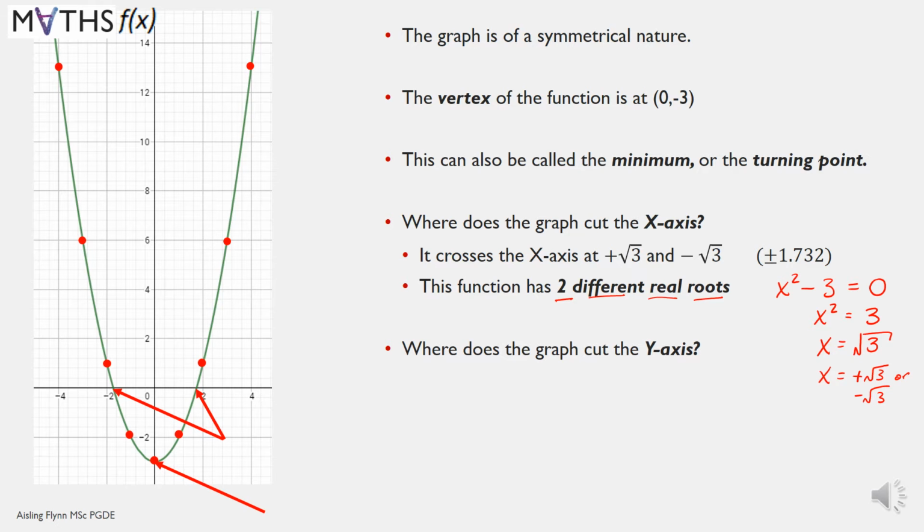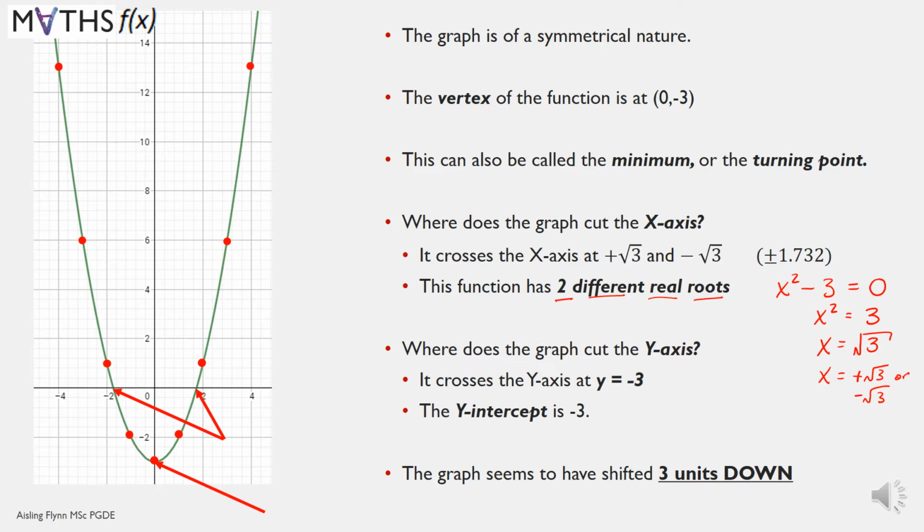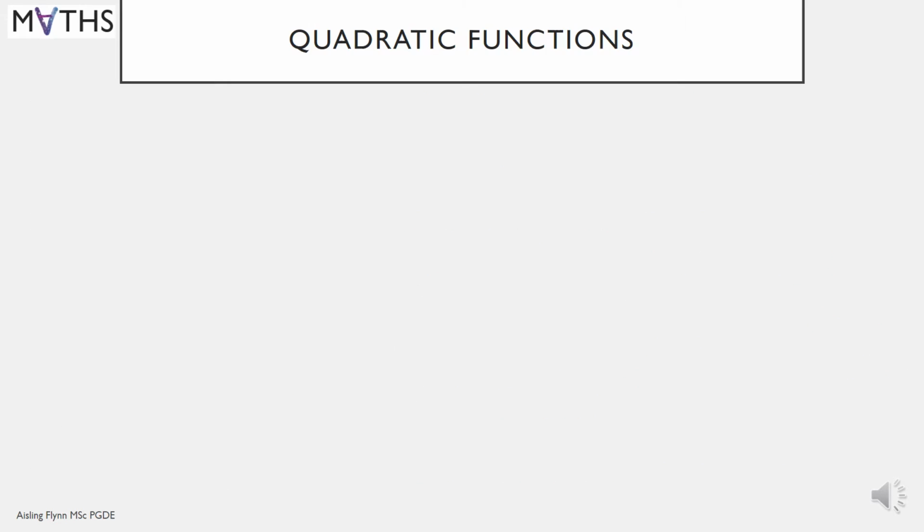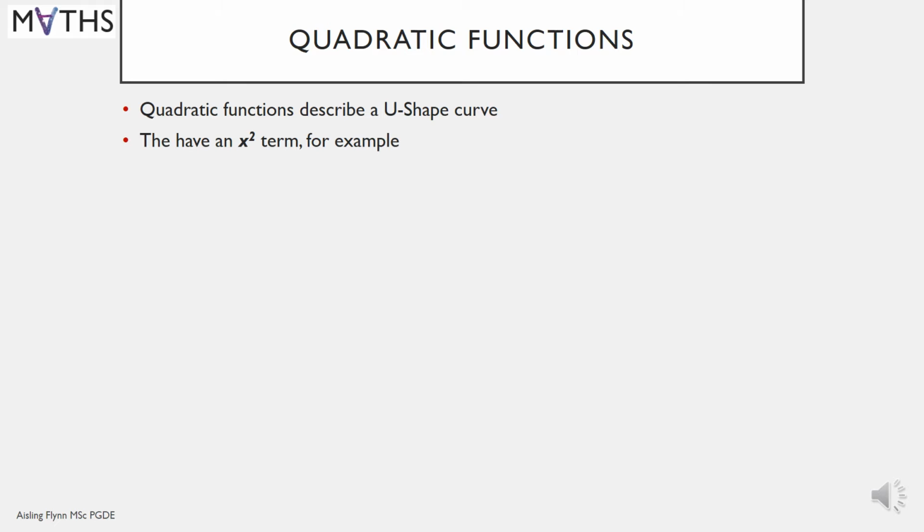Where does it cross the y-axis? Well, you can see down there at -3, the y-intercept is equal to -3, and this graph seems to have shifted 3 units down from the original plain x squared one. Okay, so we'll compare those. Comparing those quadratic functions, they describe a U-shaped curve. They have an x squared term, for example, and this is what we just looked at, f of x equals x squared plus c.